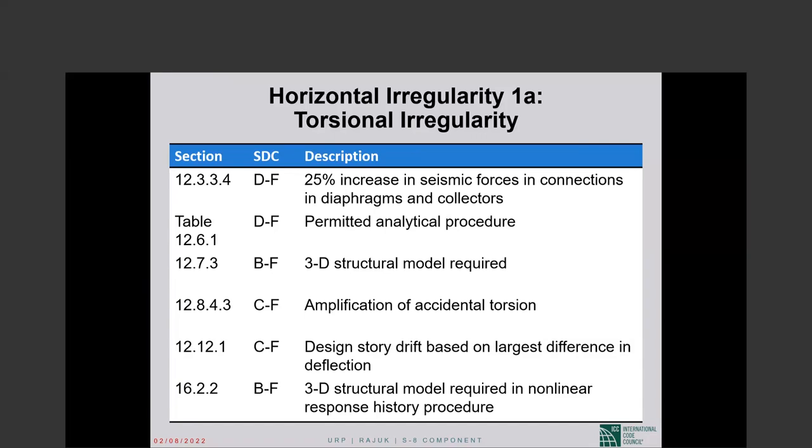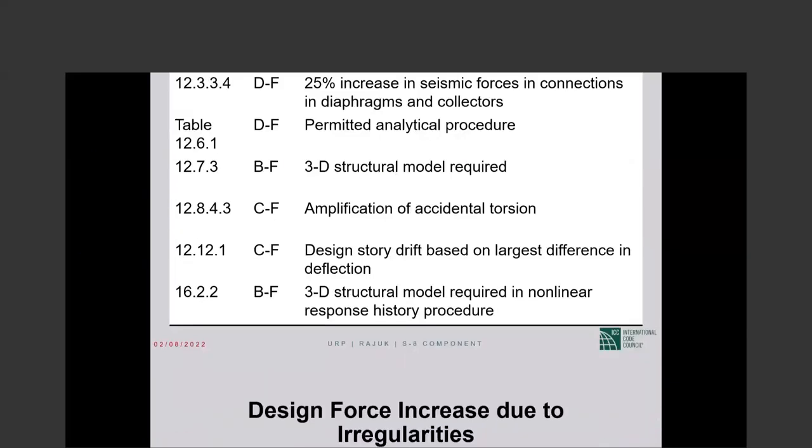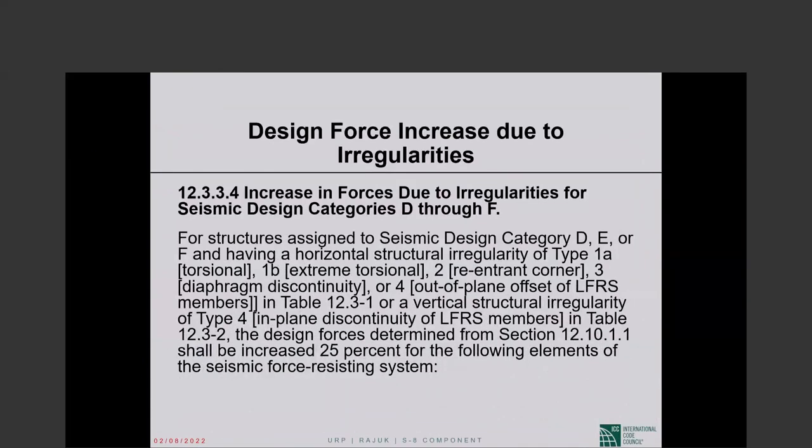The permitted analytical procedure. Let us go one by one. I think I have elaboration on everything. So the first one, let us look at the details. I think it is right here. Okay, D through F. So this is the section.